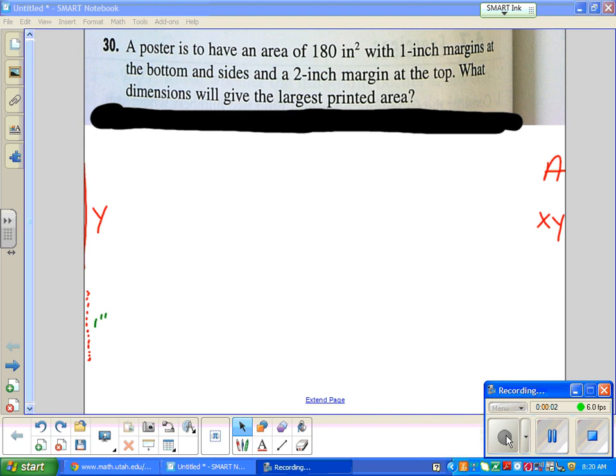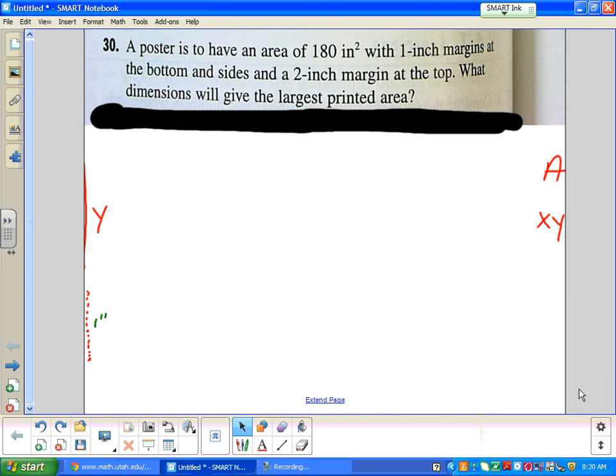All right. So we got a problem here. It says the poster has an area of 180 square inches with 1 inch margins at the bottom and sides and 2 inches at the top. What dimensions give the largest print area?